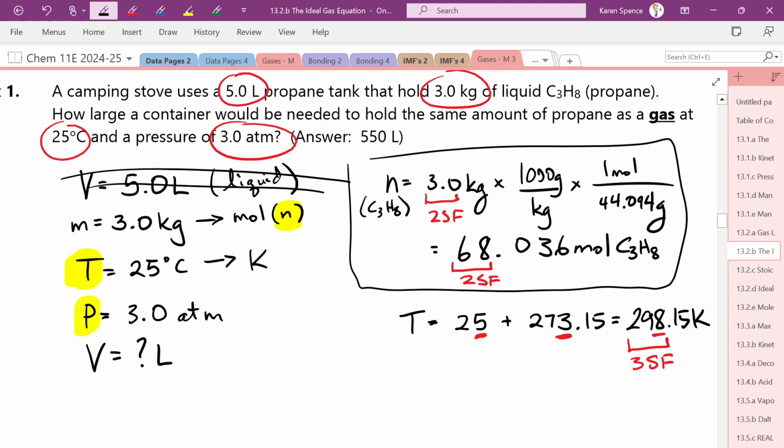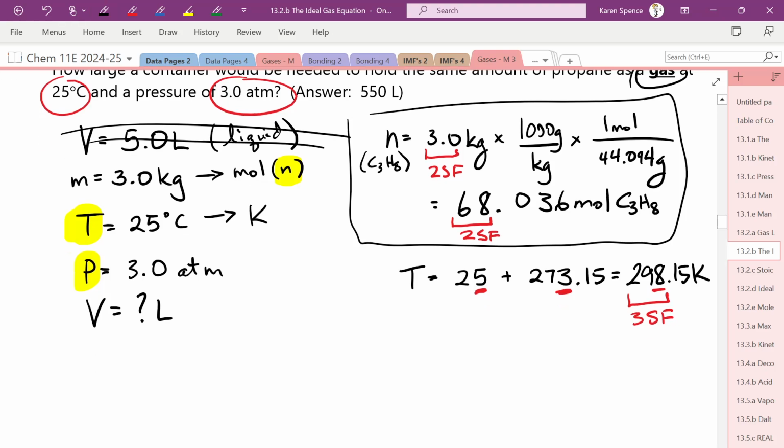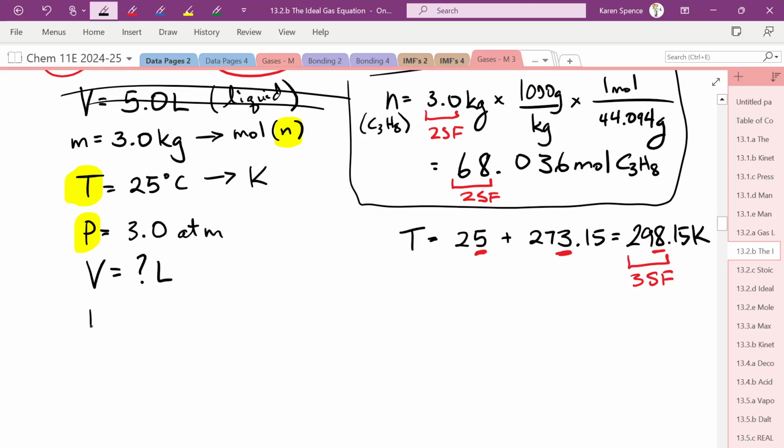But your actual volume, it says what volume would be needed to hold the same amount of propane as a gas. Is that good? And then we now have our n value, we have our T value in Kelvin, we have P, R is equal to 0.08206 liter atmosphere per mole Kelvin. And so we can do PV equals nRT.